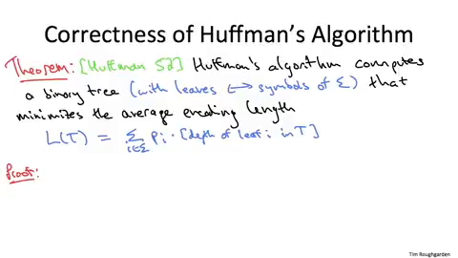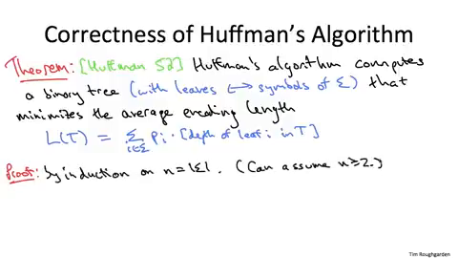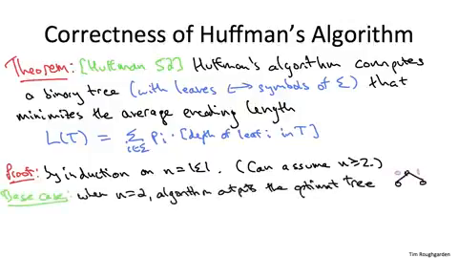So more precisely, we're going to go by induction on the size n of the alphabet. I'm going to assume, to make the problem non-trivial, that the alphabet size is at least 2. So as in any proof by induction, we begin with the base case, and then we do the inductive step, wherein we can assume the inductive hypothesis.